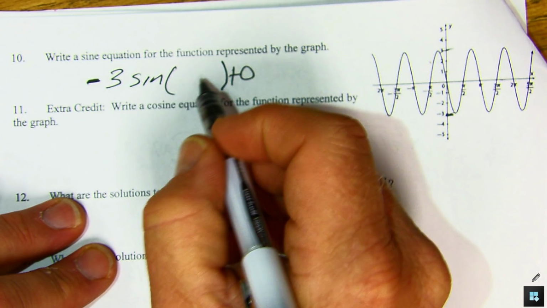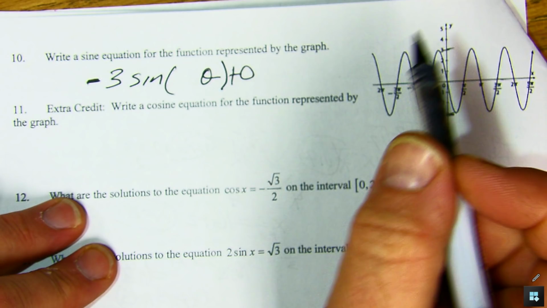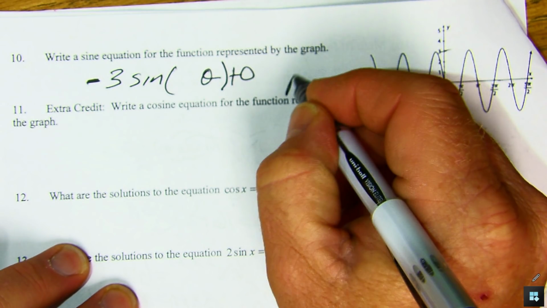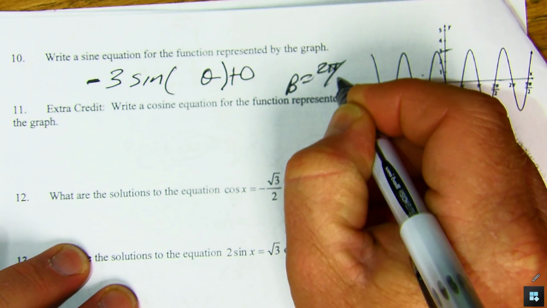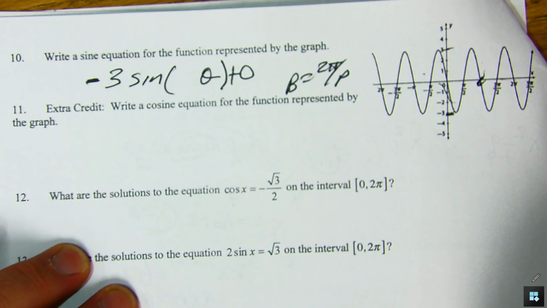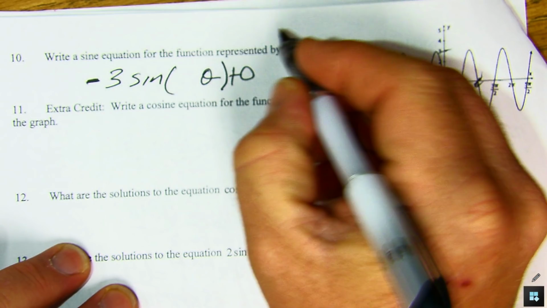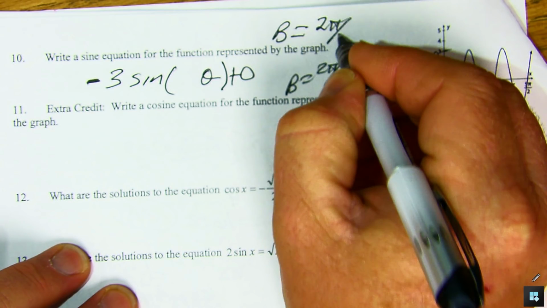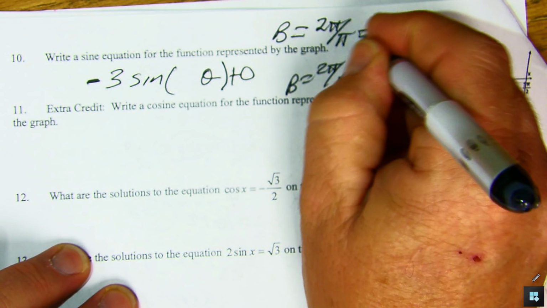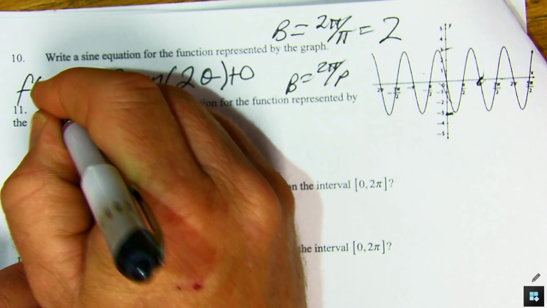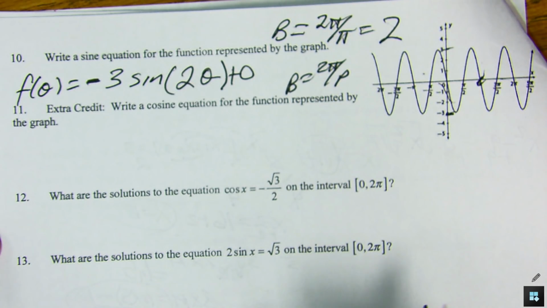Now we just need b and theta right here. So b is always 2 pi over the period. My period in this case is pi. So b is going to equal 2 pi over pi, which is 2. So there it is. There's the equation. Done.